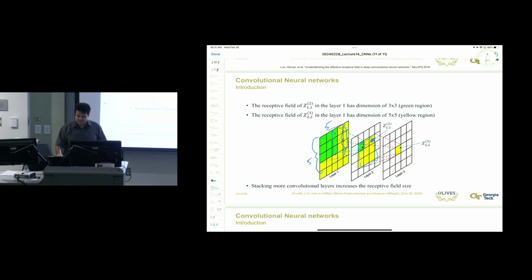So the receptive field of your layer number 3 is going to be greater than your layer number 2. In other words, what I'm saying is that in your first layer, you only have access to small patches of your input. Your output is a function of a 3 cross 3 patch within your input image.